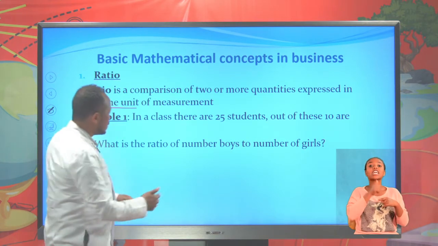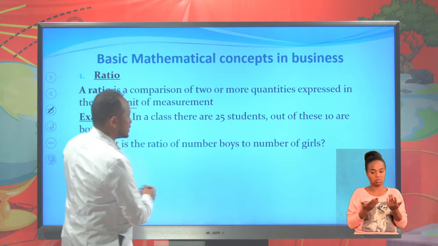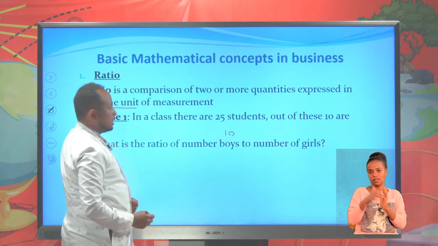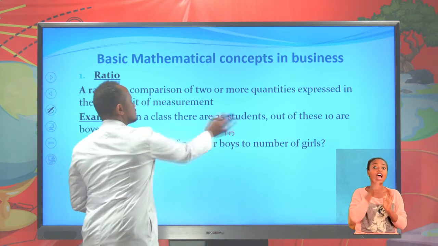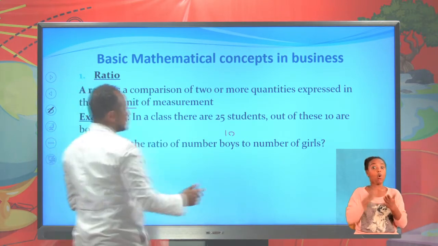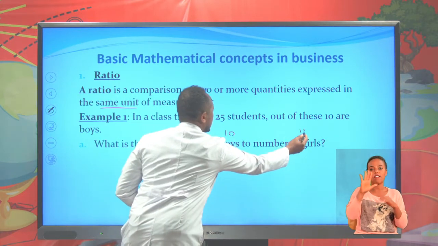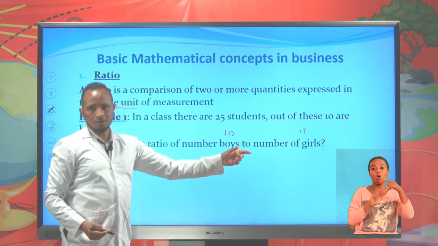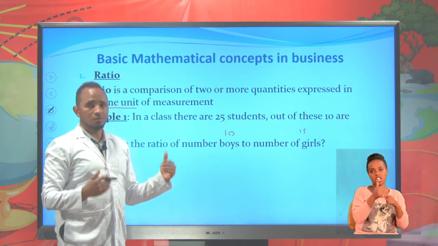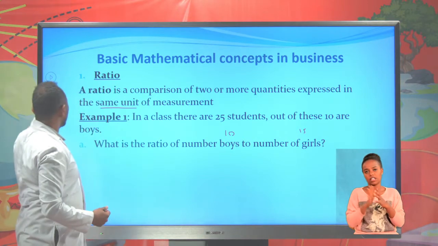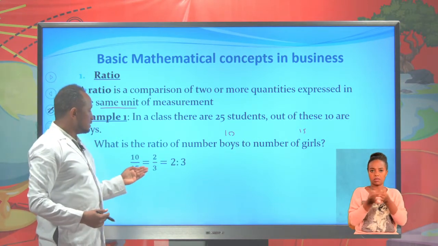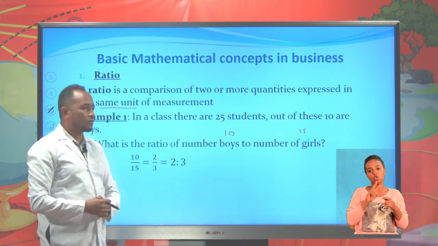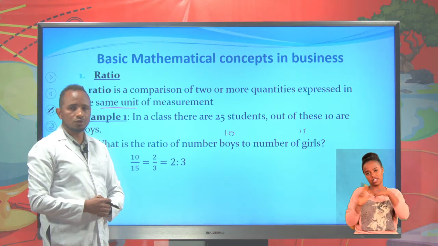This one is simple. We have the number of boys. The number of boys is 10. And the number of girls, since the total number of students is 25, is 25 minus 10, which is 15. Therefore, the ratio of boys to girls is 10:15. When we write a ratio, we have to simplify. Simplifying 10/15, you'll have 2/3 or 2:3. So, the ratio of the number of boys to the number of girls is 2:3.